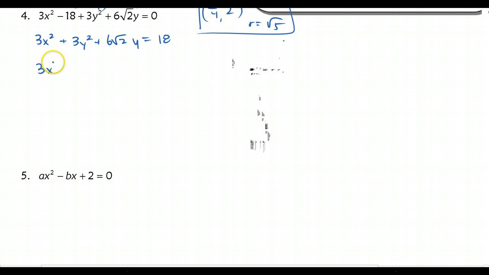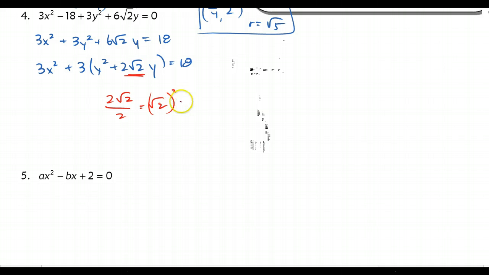So I'm going to leave alone that 3x squared because there's no linear term here. I'm going to factor out that 3, and I have 2√2y. Alright, so now I'm going to complete the square. The only term I have to do that for is this term here. So remember, I take half of this middle linear term, and if I cut that in half, that's √2. Now I need to square that number to get the number 2.